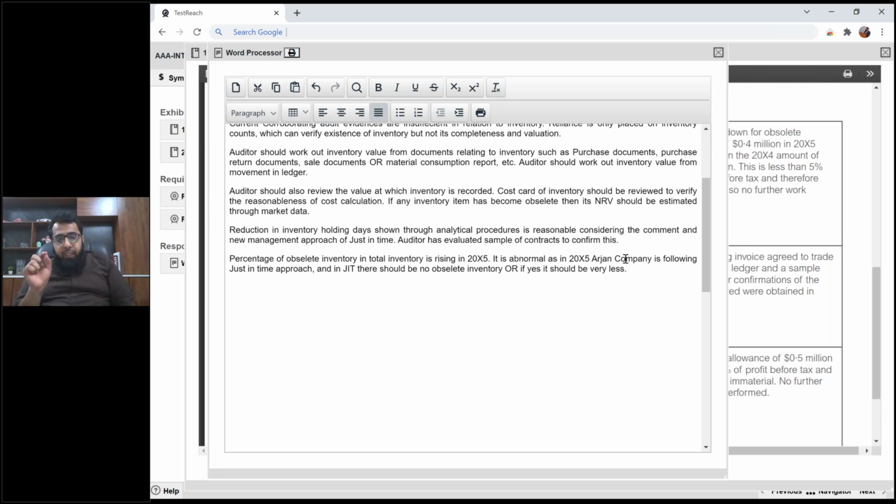So the percentage of obsolete inventory in total inventory is rising in 20X5. It is abnormal, as in 20X5 the company is following just in time approach. And in JIT, there should be no obsolete inventory, or if yes, it should be very less.